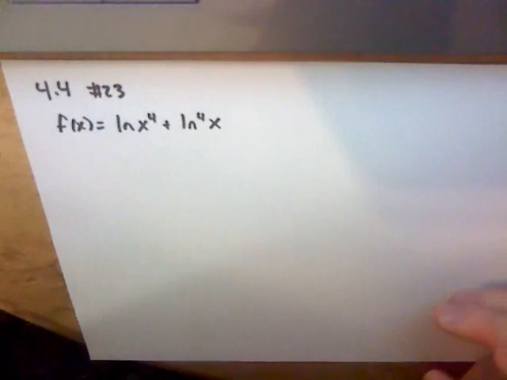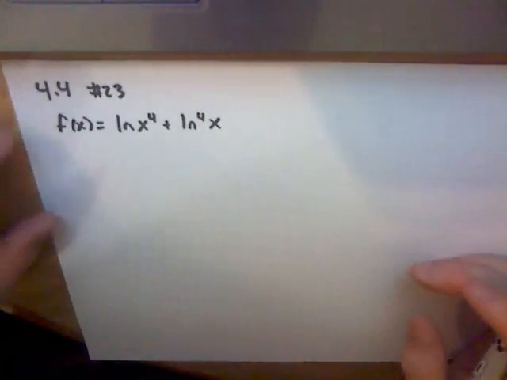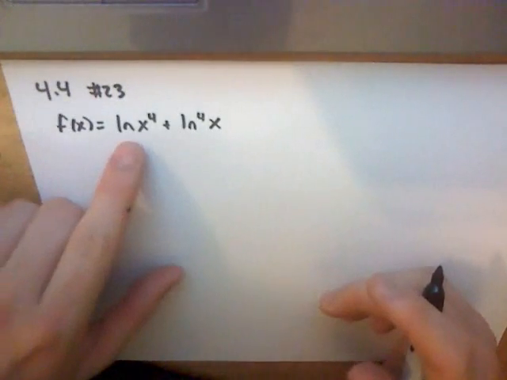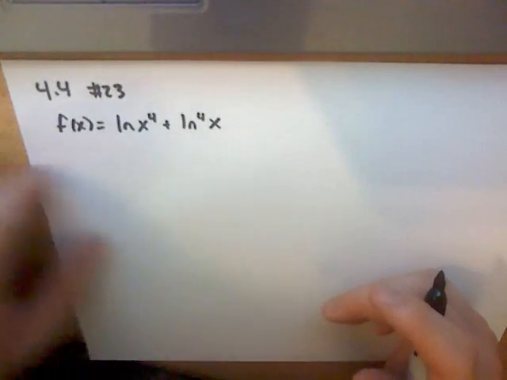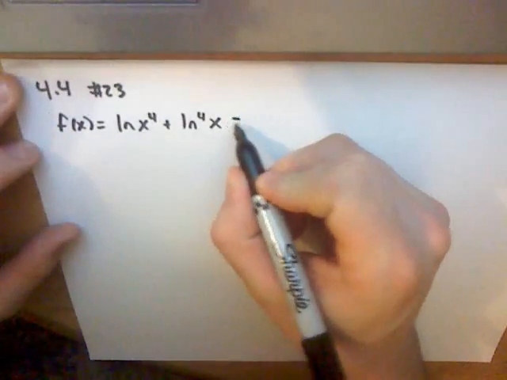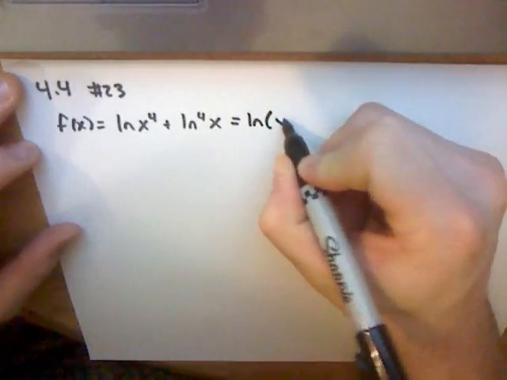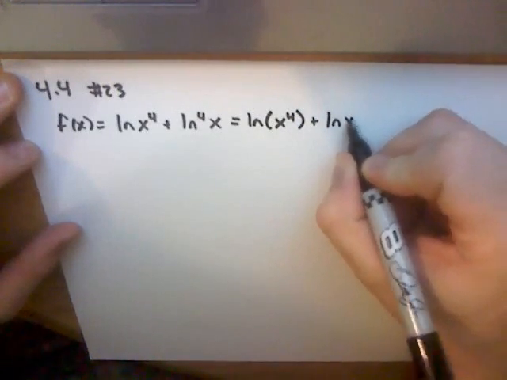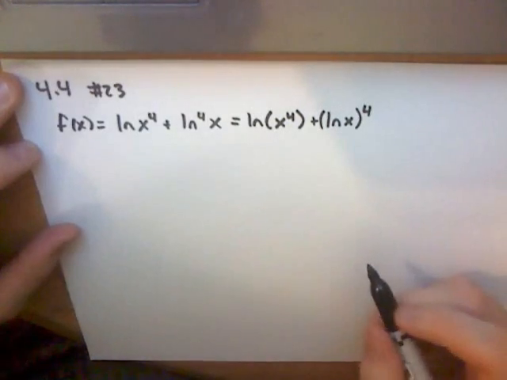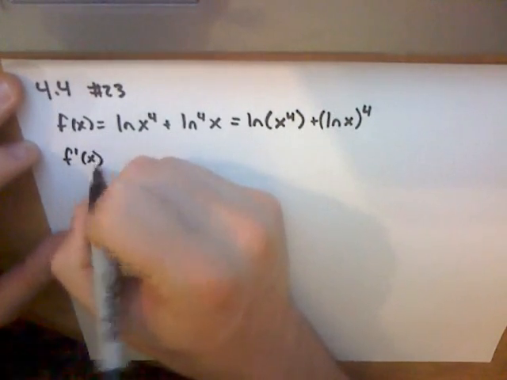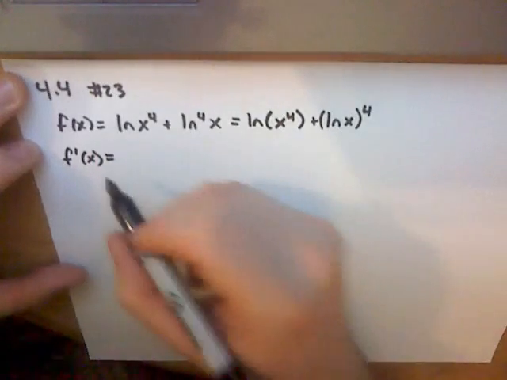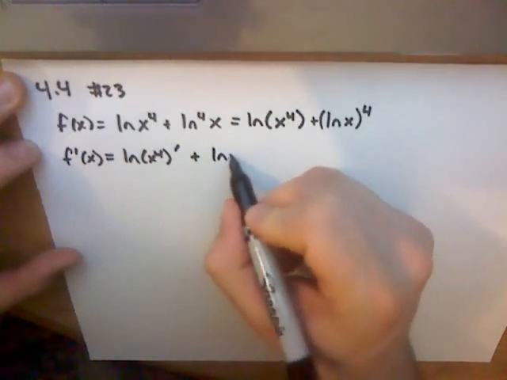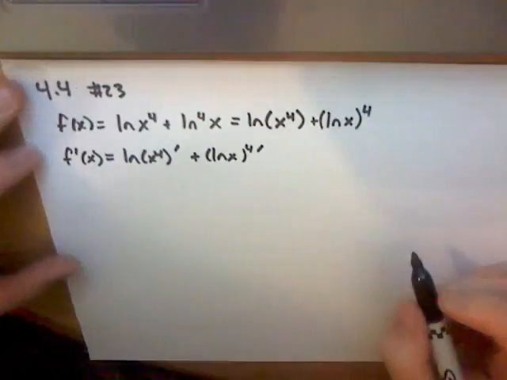One more chain rule example, and then I'm going to do one implicit differentiation. So this is 4.4, number 23. f of x is equal to ln of x to the 4 plus ln x to the 4. So let's rewrite this in a way that makes the order of operations more clear. Alright, so if we're going to derive this, we know that the derivative of a sum is the sum of the derivatives. So that's the derivative of ln of x to the 4 plus the derivative of ln x to the exponent 4.